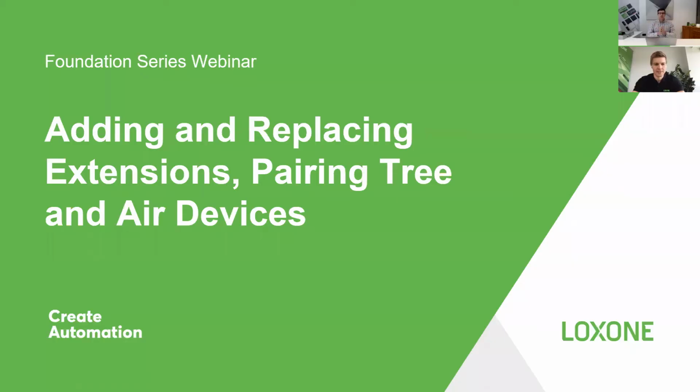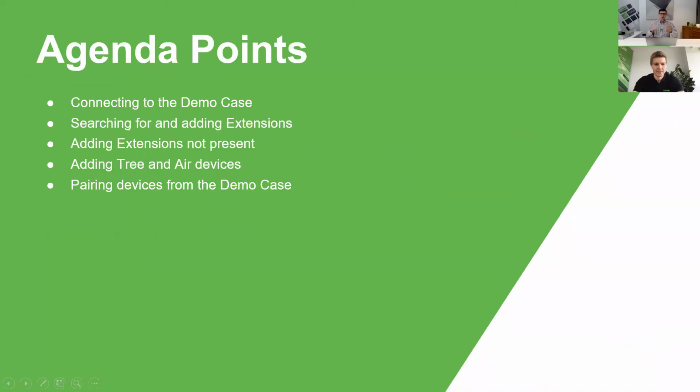So here is my screen, and today's topic is going to be adding and replacing extensions, pairing Tree and Air devices. Through this topic, these are going to be our points for our agenda. We're going to have a quick recap on connecting to our demo case, and a quick recap on what we looked at yesterday. We are going to see how we can address a Miniserver, that is, give it an IP address so it can sit on the correct network.